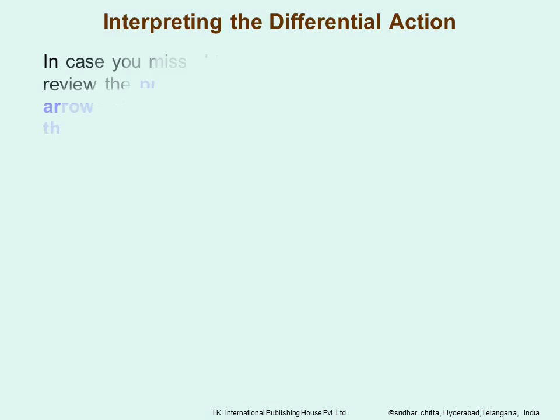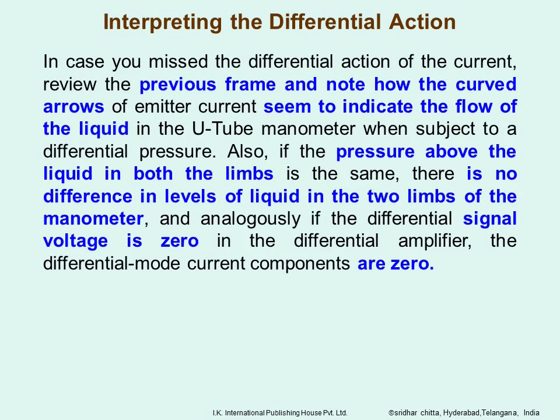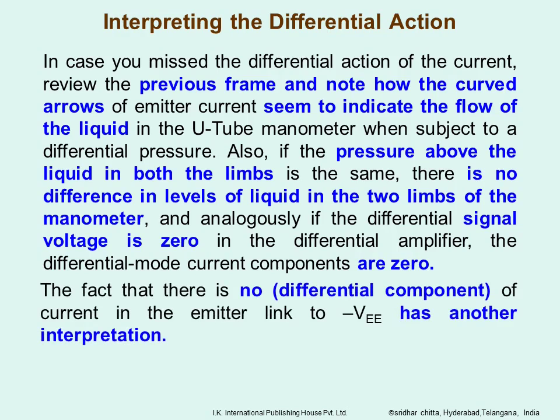In case you missed the differential action of the current, review the previous frame and note how the curved arrows of emitter current seem to indicate the flow of the liquid in the U-tube manometer when subject to a differential pressure. Also, if the pressure above the liquid in both the limbs is the same, there is no difference in levels of liquids in the two limbs of the manometer. And analogously, if the differential signal voltage is 0 in the differential amplifier, the differential mode current components are 0.